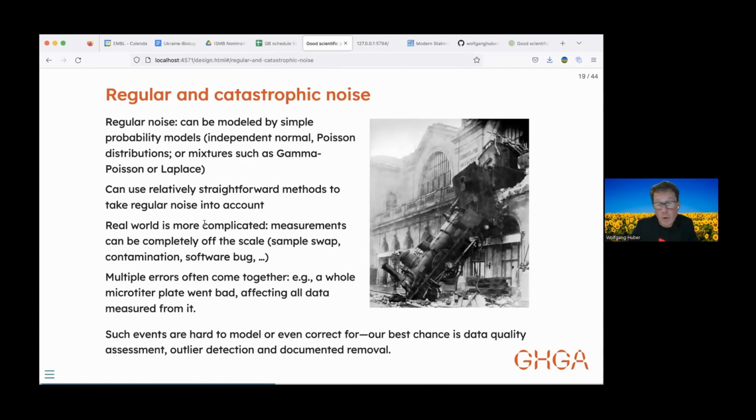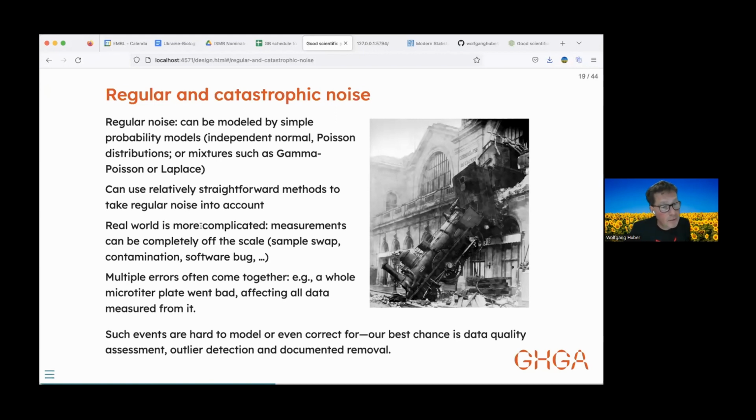In the context of noise modeling and normalization, it's also important to distinguish between regular and catastrophic noise. Regular noise we can often model by a simple probability model, like the normal distribution or the Poisson and so on. We can also apply regular normalization factors. For instance, for RNA-seq, we could adjust for sequencing depth by dividing all of the counts by a certain factor. So we can basically use relatively straightforward methods to take such regular noise and regular biases into account.